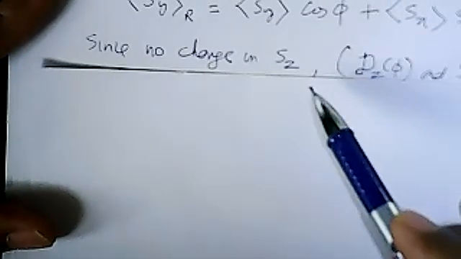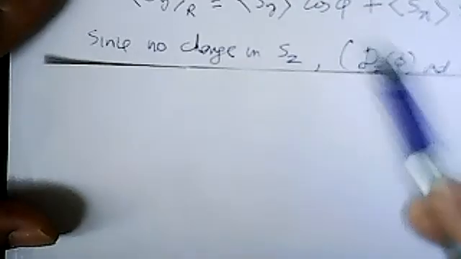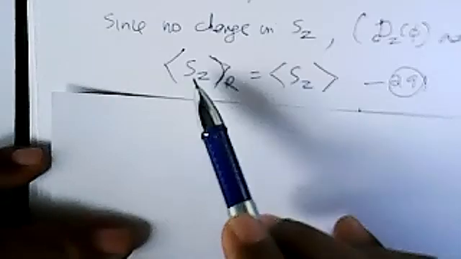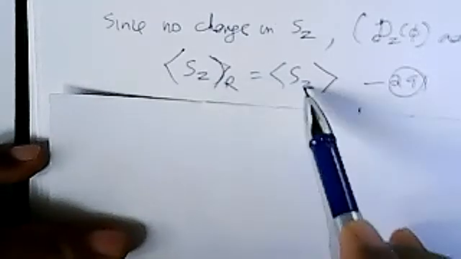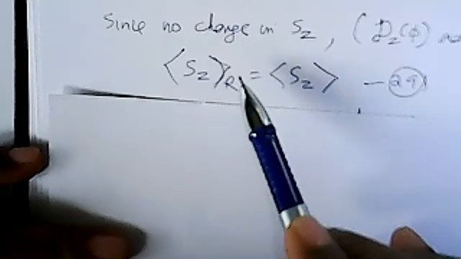Now find the expectation of Sz. But since we are rotating about the Z axis, is there any change to the expectation value of Sz? No change. No change for Sz because Dz and Sz commute. So the expectation value of Sz before rotation and after rotation are the same. Only change is for Sx and Sy.